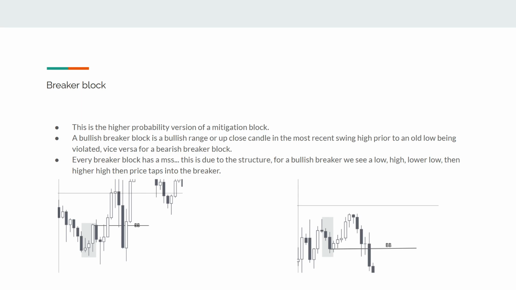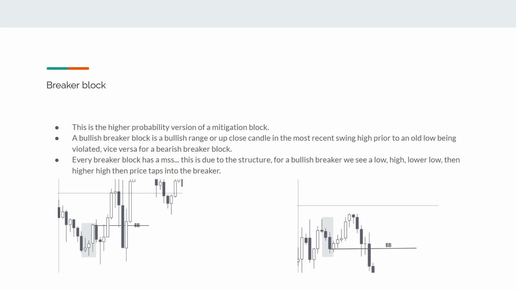A bullish breaker block is a bullish range or up close candle in the most recent swing high prior to an old low being violated. Vice versa for a bearish breaker block. Every breaker block has a market structure shift. This is due to the structure. For a bullish breaker block, we see a low, high, low, low, then higher high. Then price taps into the breaker.